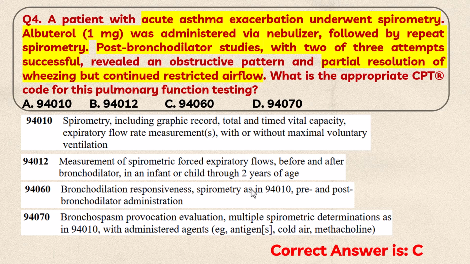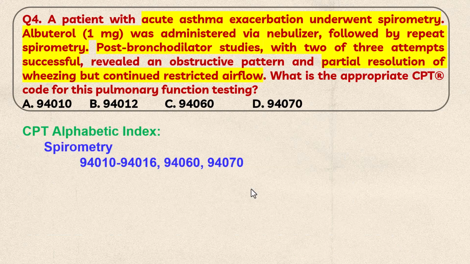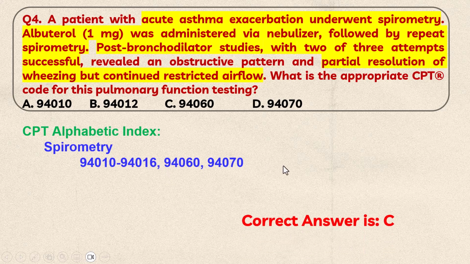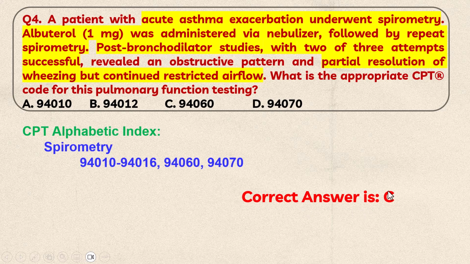So if you encounter this case in a real working scenario, you have to go with the alphabetic index. When you go to the CPT alphabetic index, the only code available is spirometry. When you go to spirometry, it will lead you to the following code series. Again, you have to come back to the tabular list and confirm the answer. Once you confirm the answer, the correct answer will be C.